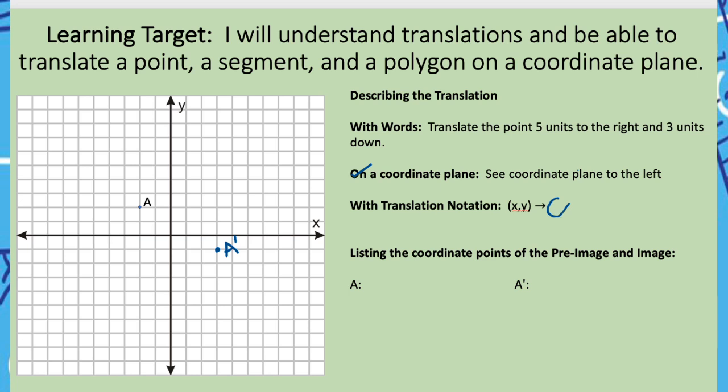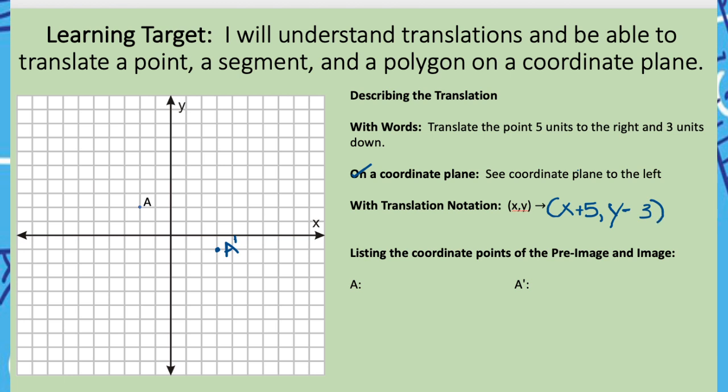So the first part of the rule is what happened horizontally to that point when we translated it. Well, we moved it 5 units to the right. So I'm going to say x plus 5. Had I moved it to the left, I would have said x minus 5. The plus 5 determines that I am moving to the right or towards the positive numbers. And then I'm going to write the rule for the y. The problem said 3 units down, so I'm going to say minus 3. If I had moved it 3 units up, I would have written it as plus 3.